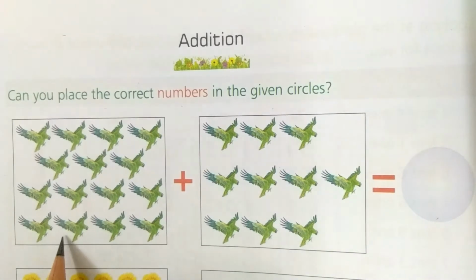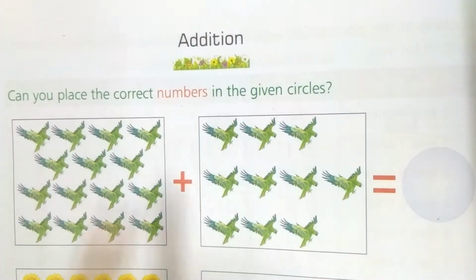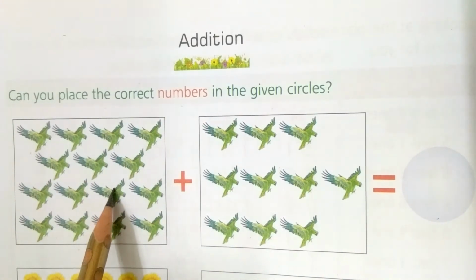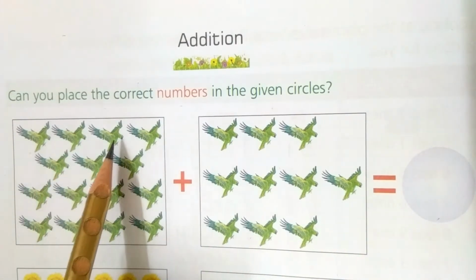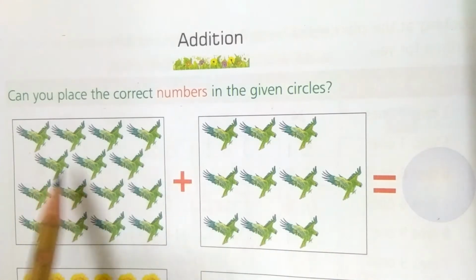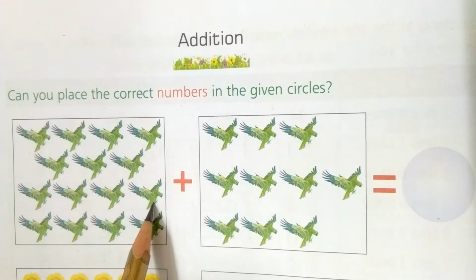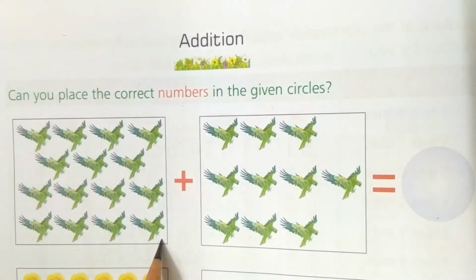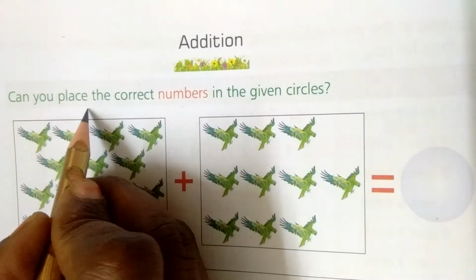See here, children, what are these? These are parrots. In first box, how many parrots are there, children? Count and say, ma. Count with me. 1, 2, 3, 4, 5, 6, 7, 8, 9, 10, 11, 12, 13, 14, 15. How many parrots in first box? 15.